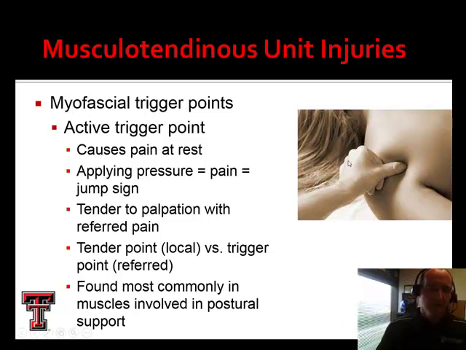pain. Okay, we see these most often in muscles involved in postural support. Most of the time, usually it's going to be the traps, muscles in the back as well, rhomboids, serratus anterior to a certain extent, but they can occur in pretty much any muscle.